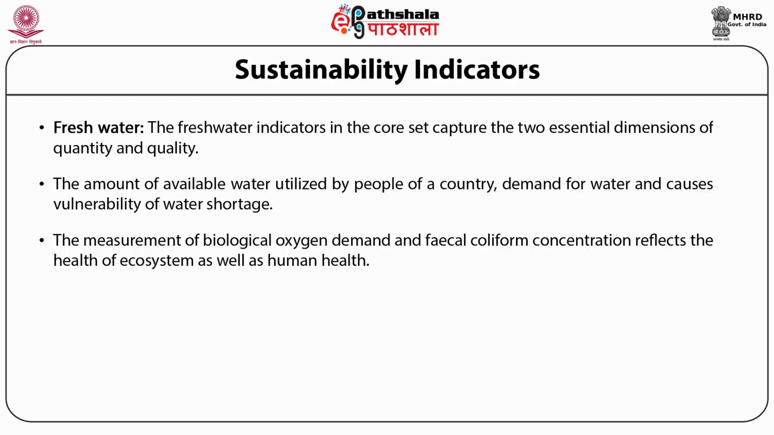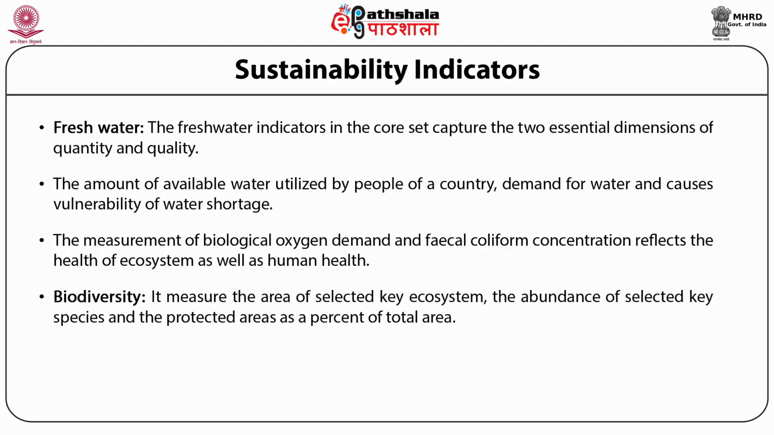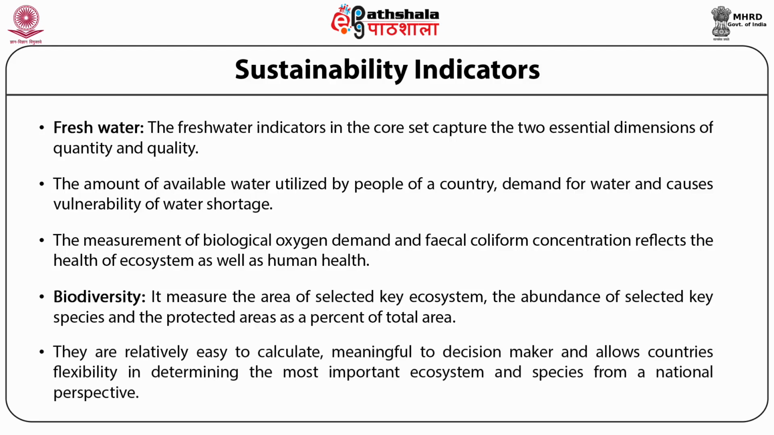Seventh indicator is biodiversity. The selected biodiversity indicators measure the area of selected key ecosystem, the abundance of selected key species, and the protected areas as a percent of total area. They are relatively easy to calculate, meaningful to decision makers, and allow countries flexibility in determining the most important ecosystem and species from a national perspective.